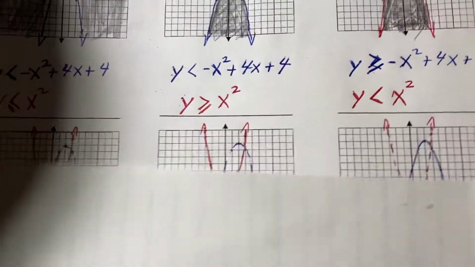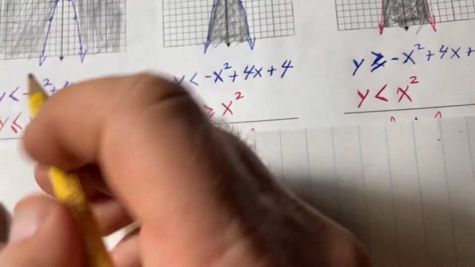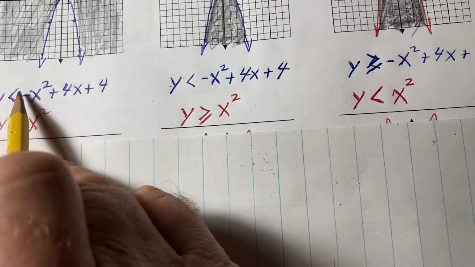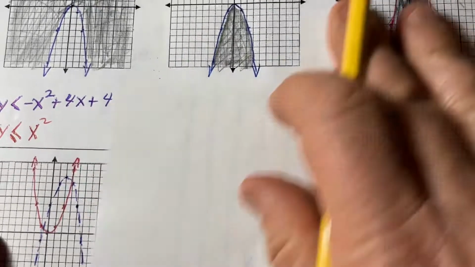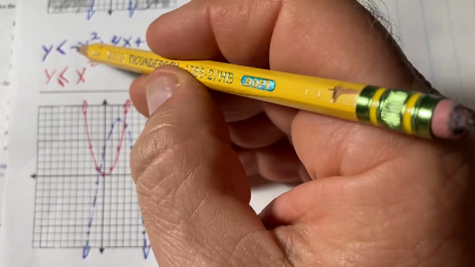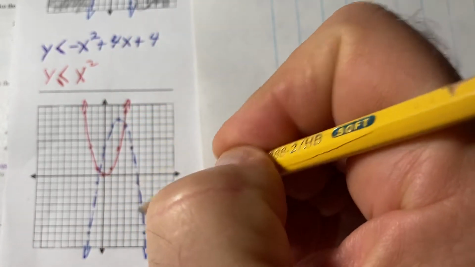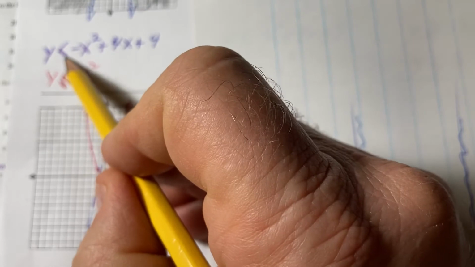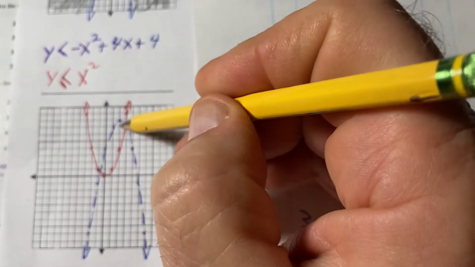Okay, we have this. Again, you'd graph this as if that's an equal sign. So in this case, there we go, right there. This one right here is negative. This opens. It's this curve right here. It's a dashed line. That's a dashed line right there.